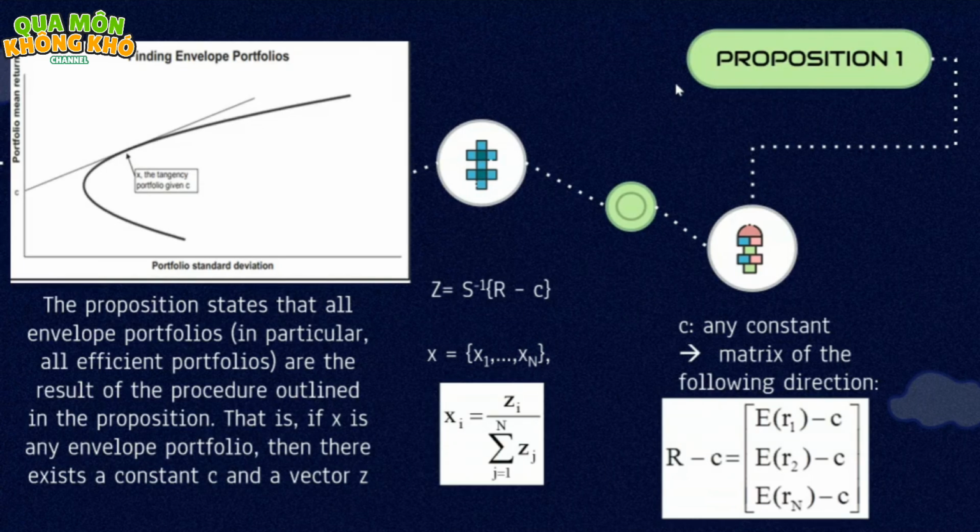X is X1 to Xn. And the proposition states that envelope portfolios, in particular efficient portfolios, are a result of the procedure outlined in the proposition. That is, if X is any envelope portfolio, then there exists a constant C and a vector Z.